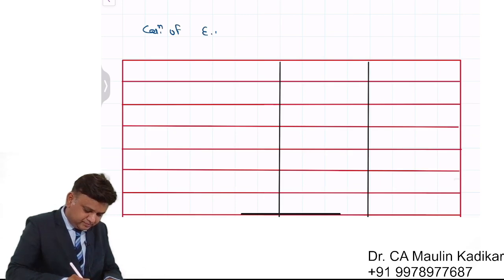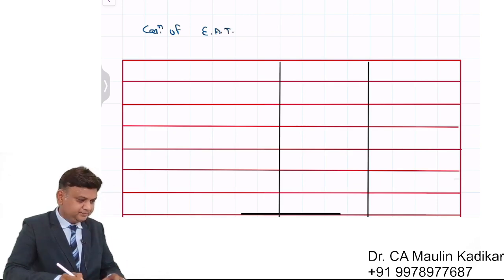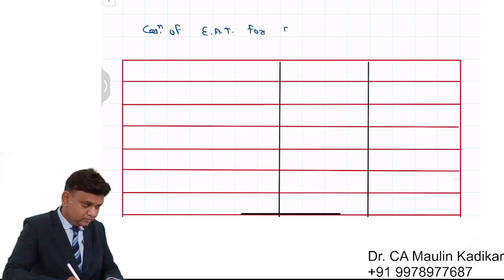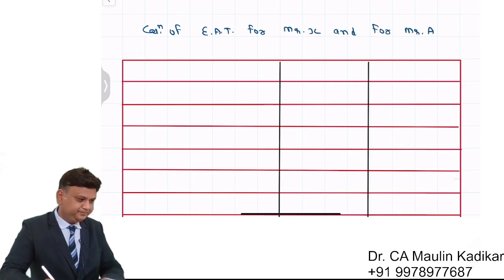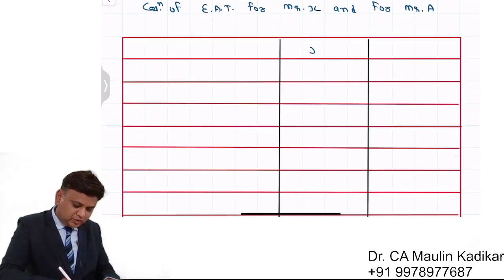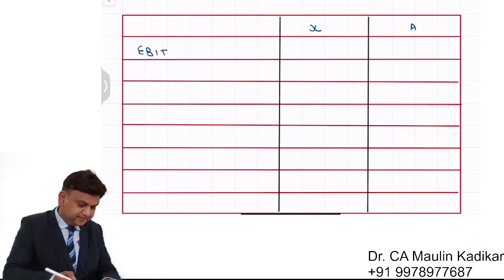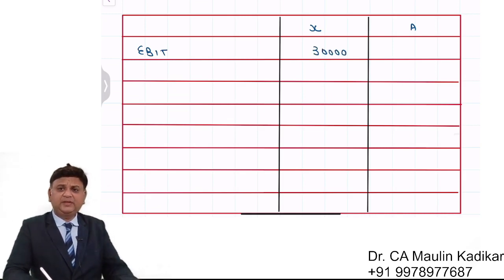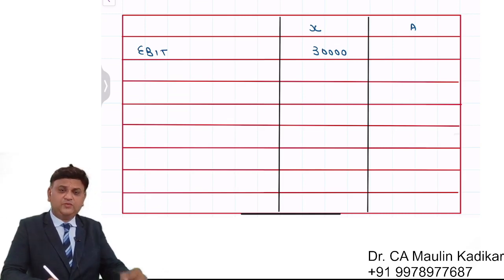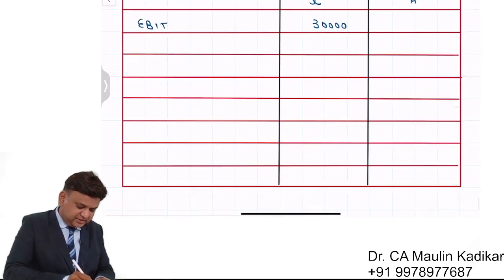Calculation of earning after taxes for Mr. X and for Mr. A. Earning before interest and taxes is an amount of 30,000. It has been given, dear students, that Mr. X started a business of manufacturing of mobile phones with his own funds. So the amount of the interest that he has to pay is 0.